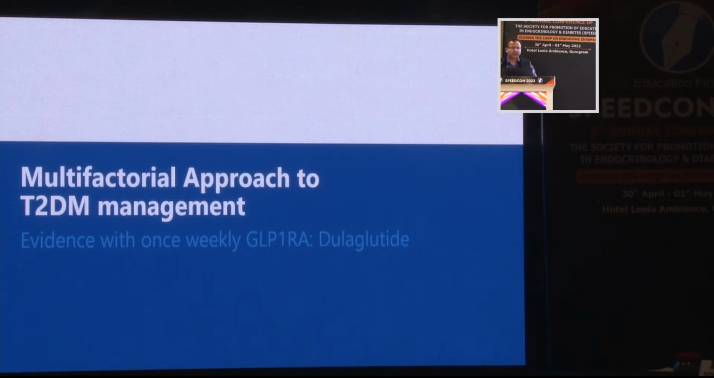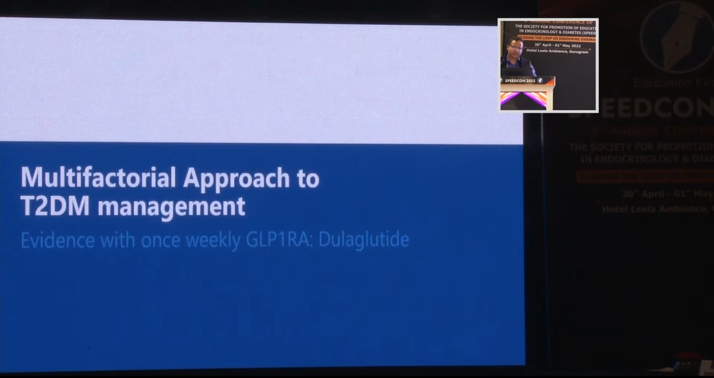If you are using a GLP analog like dulaglutide, then it helps in controlling blood glucose values, and another advantage with most GLP analogs like dulaglutide is that they cause weight loss. So in the management of type 2 diabetes, you have few drugs which cause glucose control and, in addition, weight loss. Metformin, yes, causes glucose control and a little bit of weight loss.